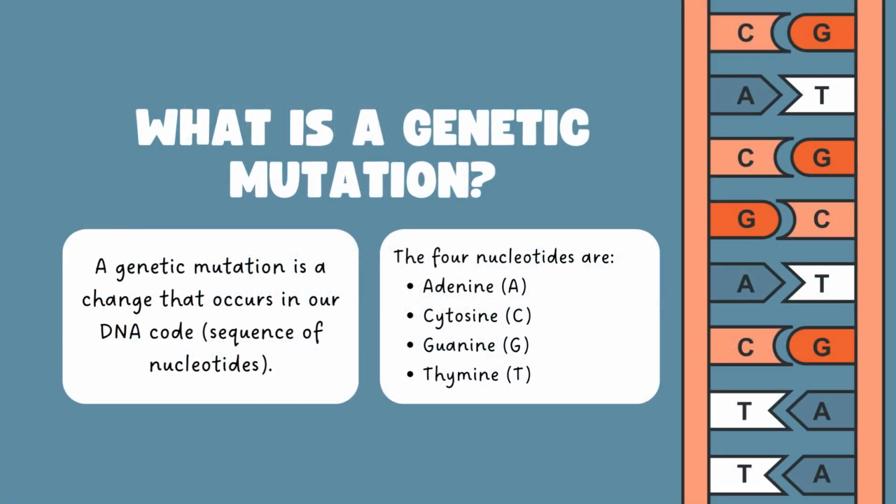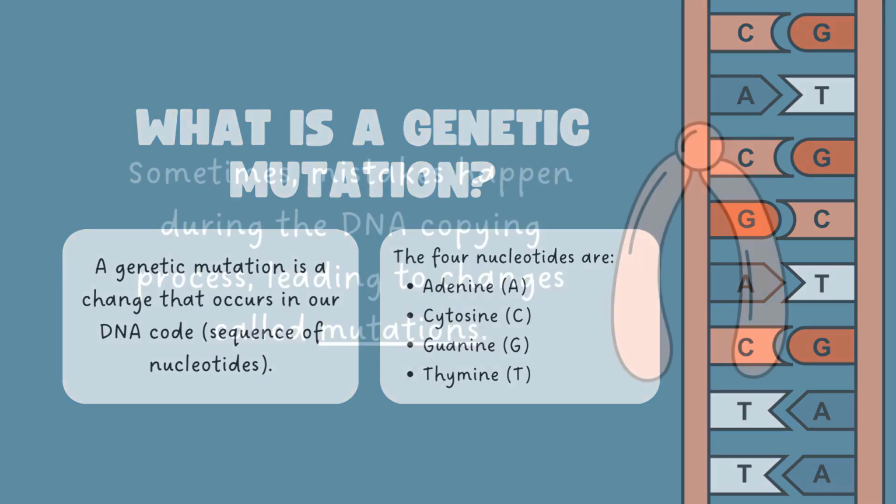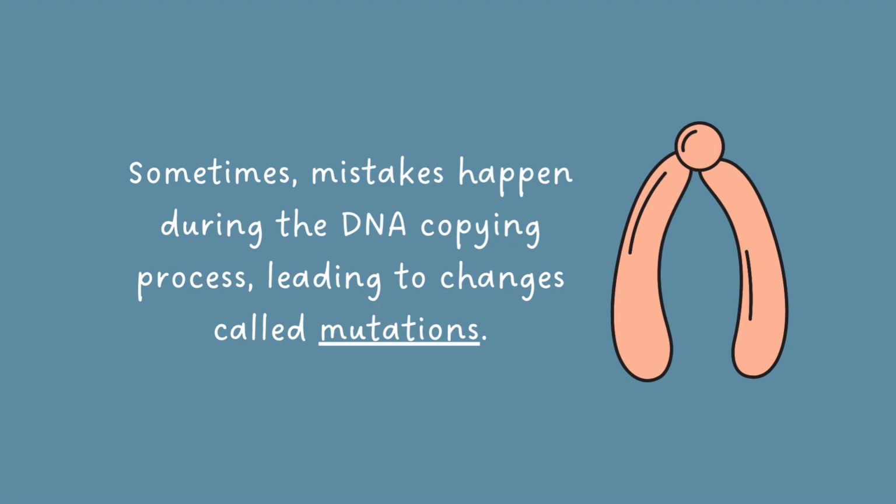And if we say, what is a genetic mutation? It is a change that occurs in our DNA code, the sequence of nucleotides. The four nucleotides are adenine, cytosine, guanine, thymine. Sometimes, mistakes happen during the DNA copying process, leading to changes called mutations.